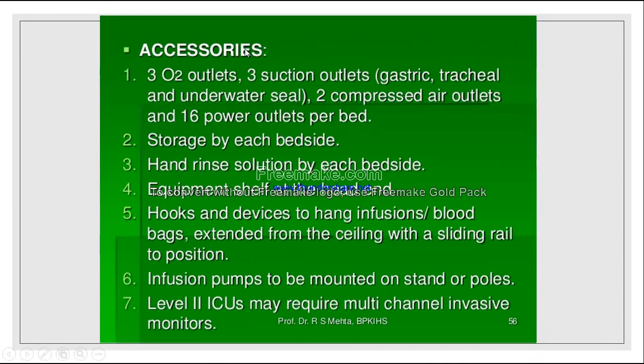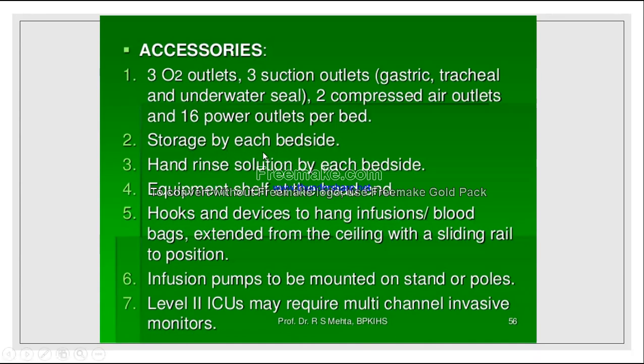Now coming to the accessories. What are the accessories or the equipment that we require in an ICU? 3 oxygen outlets, 3 suction outlets for gastric, tracheal and underwater seal drainage procedures. Next, 2 compressed air outlets and 16 power outlets per bed. So that is the standard number of these outlets.